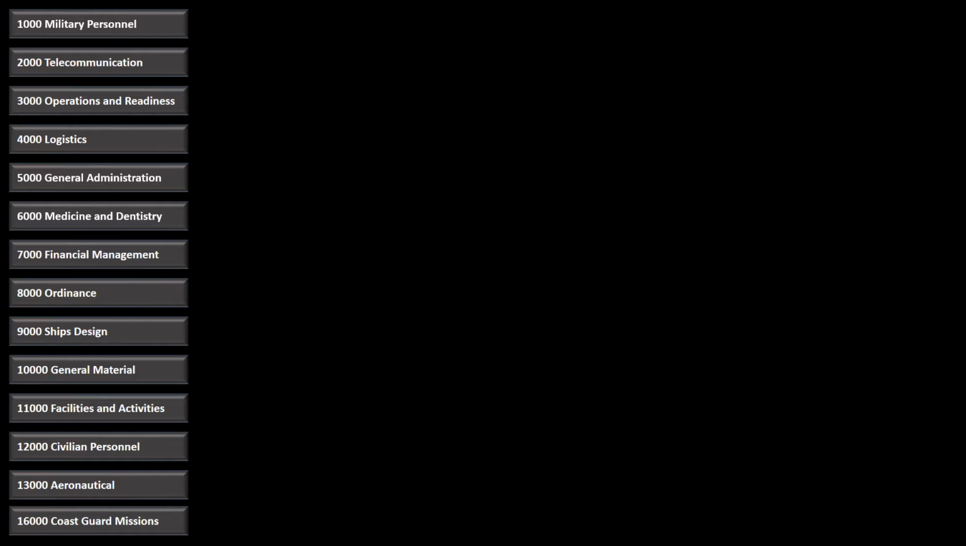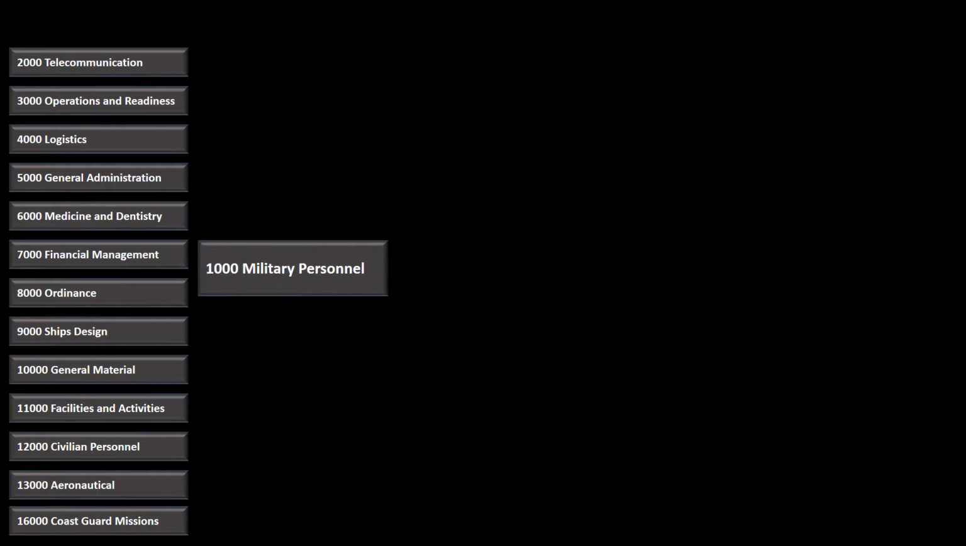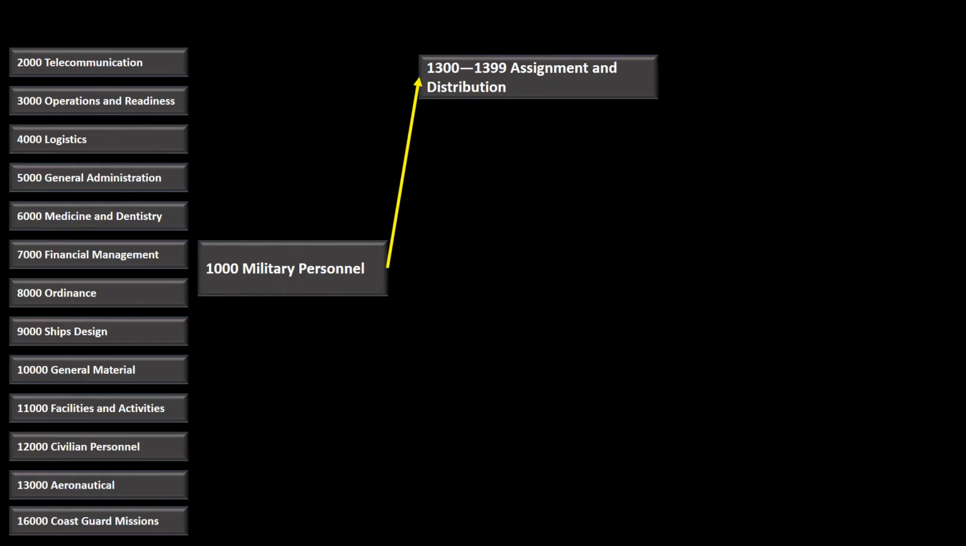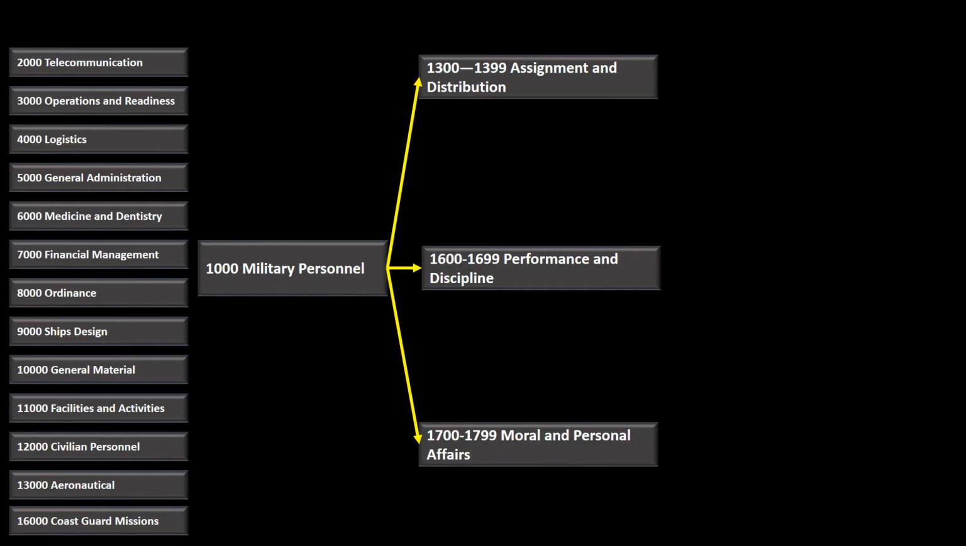So let's look into those 3 in a little bit more detail. Starting with military personnel, primary number 1000, but like we were talking about, they break down further. The 3 secondary numbers in the 1000 series we should be concerned with: 1300 has to do with assignment and distribution. 1600 has to do with performance and discipline. And the 1700 is going to be morale and personal affairs. So I would spend time just knowing these 3 within 1000.